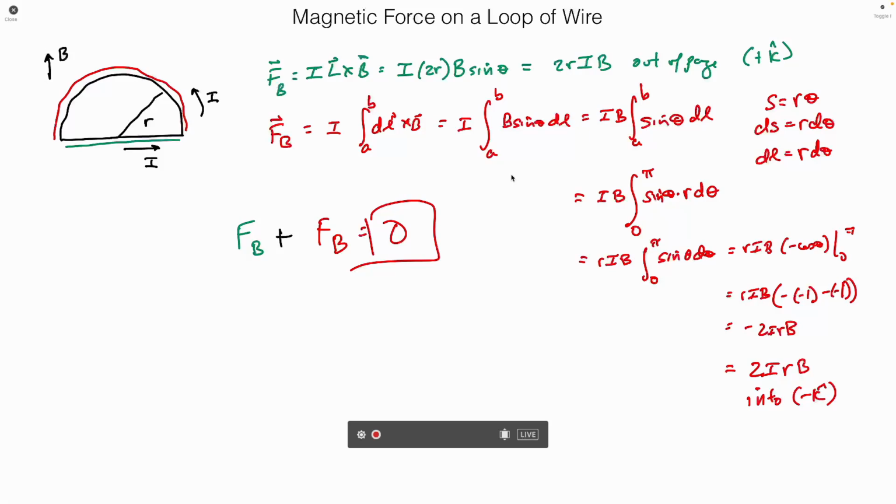This is fantastic news, isn't it? This is just great news because 0 is a handy thing to work with, right? The net force on a closed loop is 0. I'm done. I can go home. This is Mr. Balogh. This isn't hard.